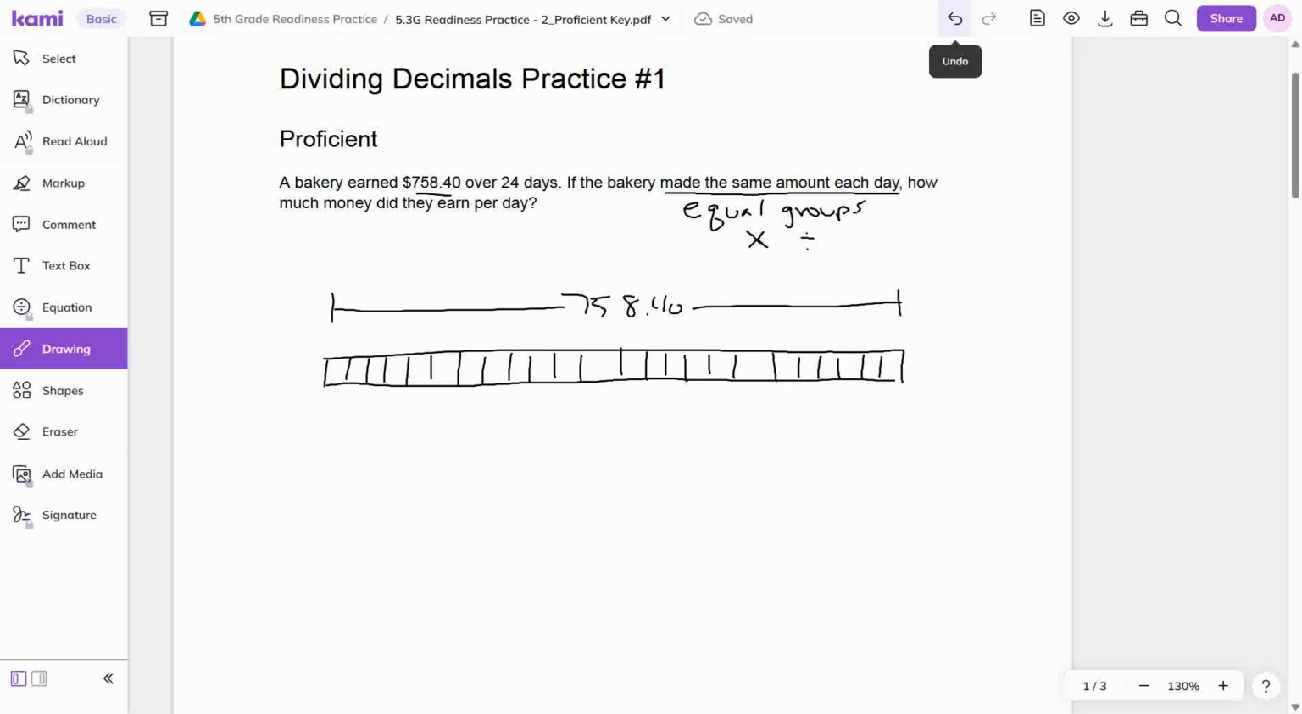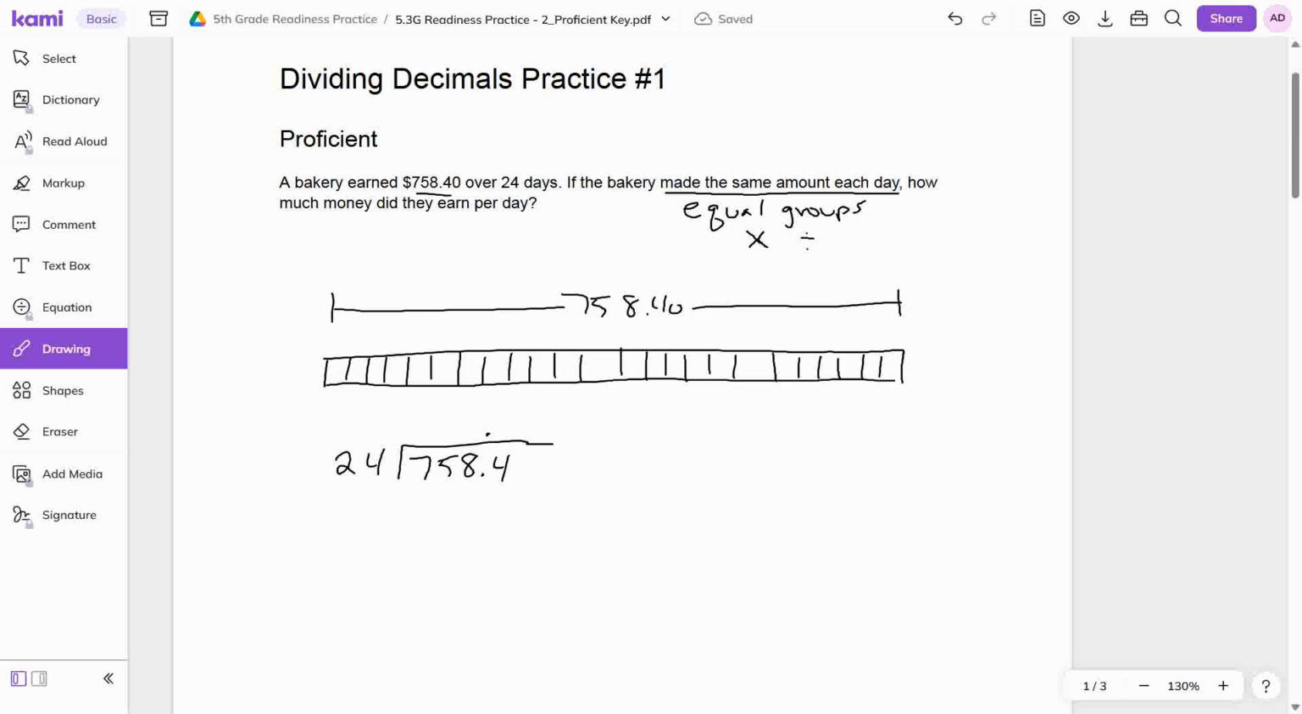So let's divide this 24 into 758.4. Now it's 0.40, but we can always drop a zero after a decimal or add a zero after a decimal as needed. So let's go ahead and initially just drop that zero. We can always add it back if we need to. Bring the decimal right up on the division bar, and then just divide like normal.